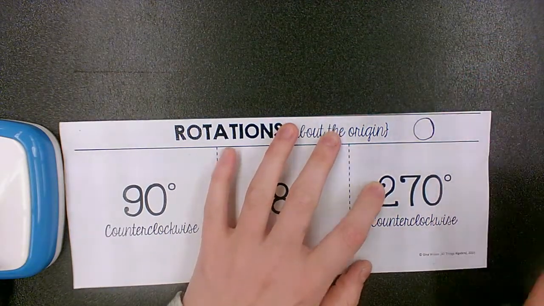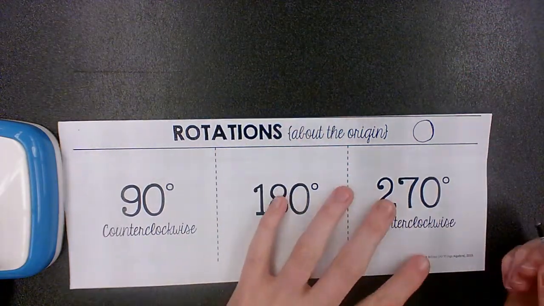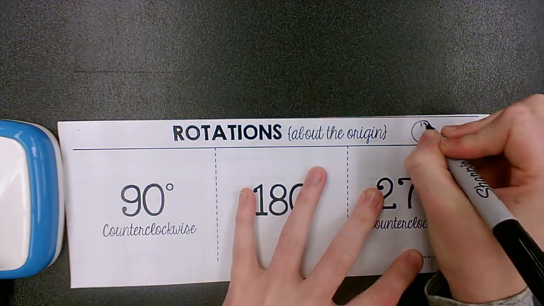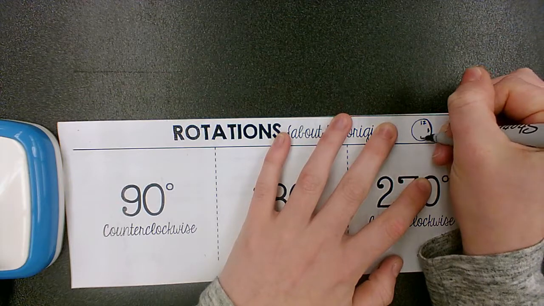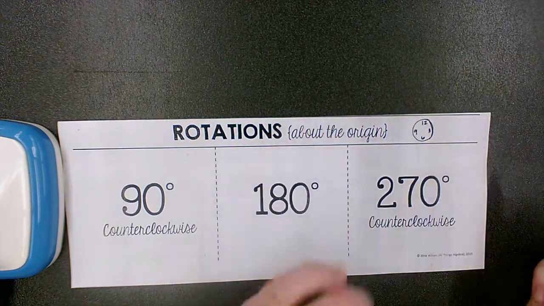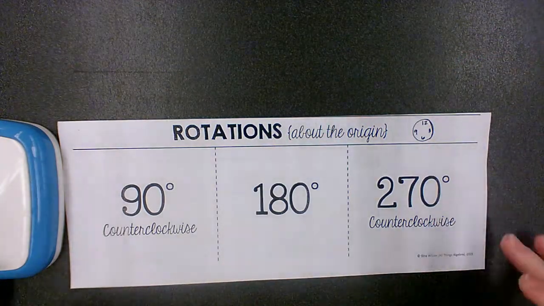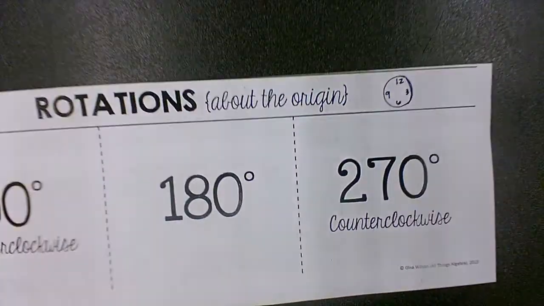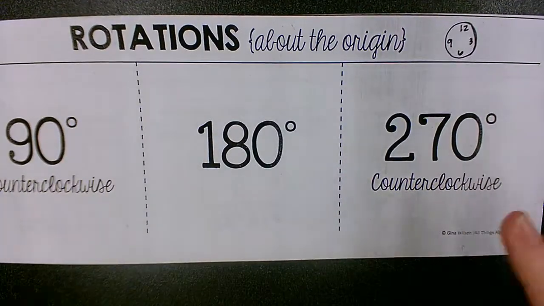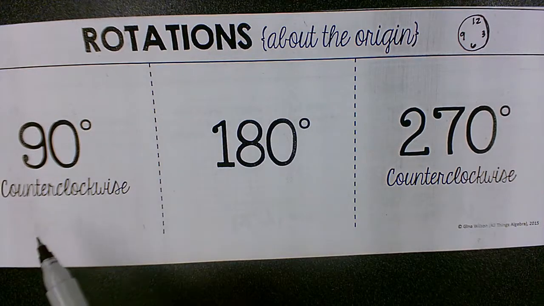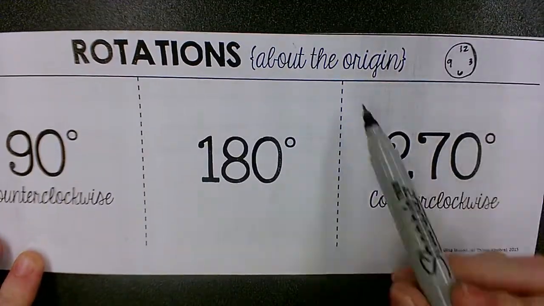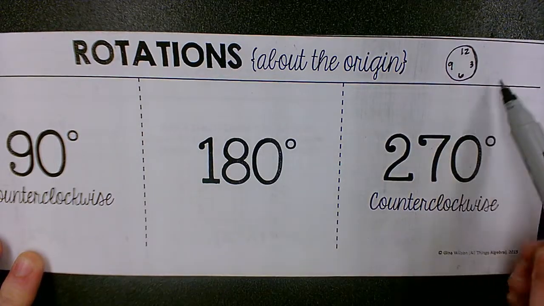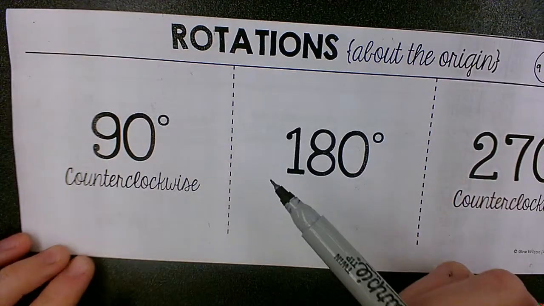ignore my really terrible circle. Okay, I know I have 12 at the top, and then 3, and then 6, and then 9. Okay, so I'm going to use that kind of as a guide here. Let me zoom in a little bit. So 90 degrees counterclockwise. First of all, counterclockwise would be the opposite way of a clock, so it would be going to the right.